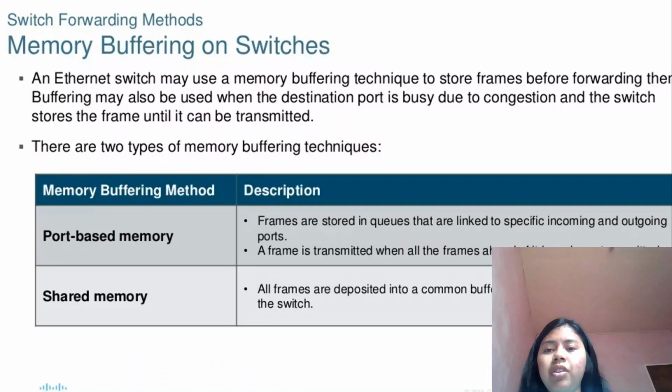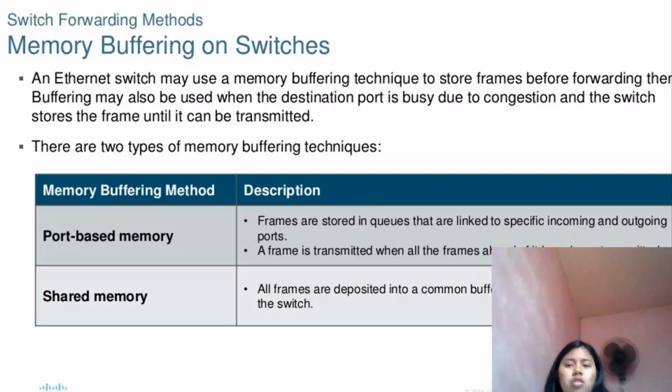Memory buffering on switches. An Ethernet switch may use a memory buffering technique to store frames before forwarding them. Buffering may also be used when the destination port is busy due to congestion on the switches.